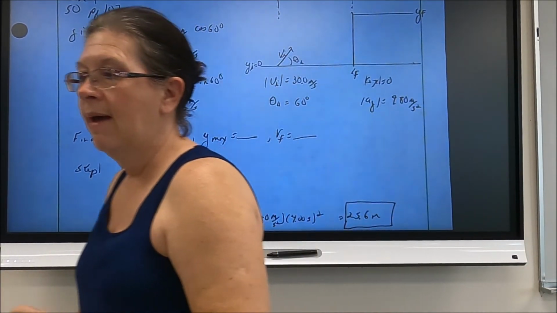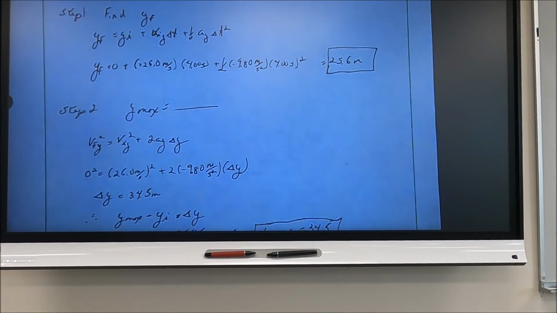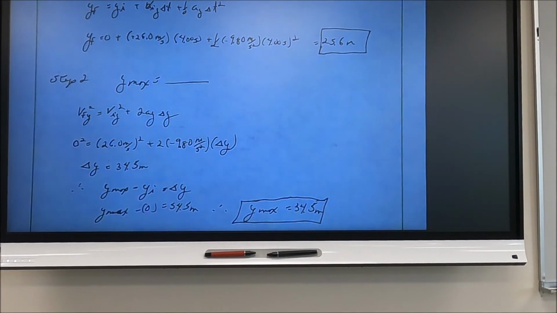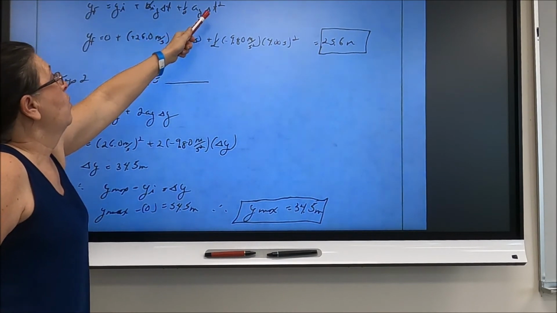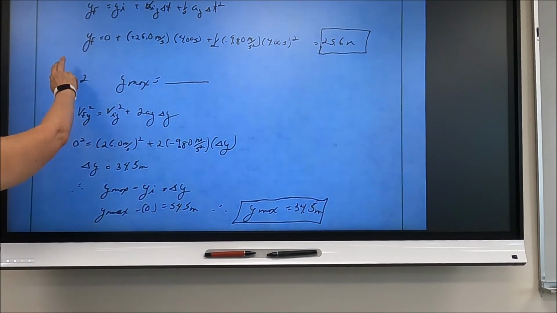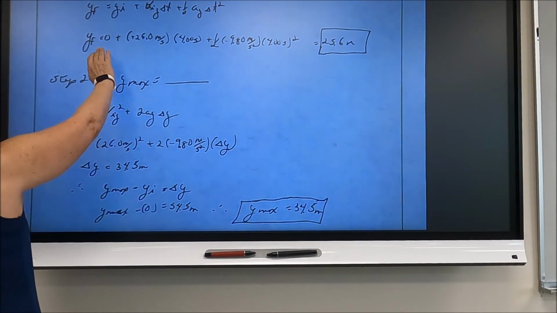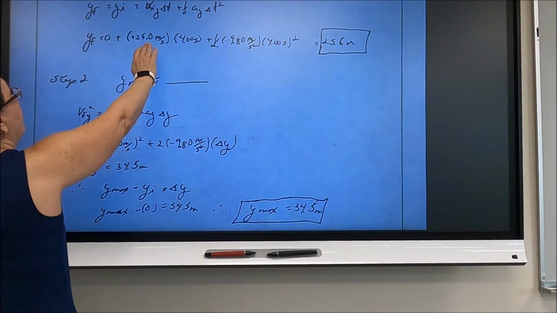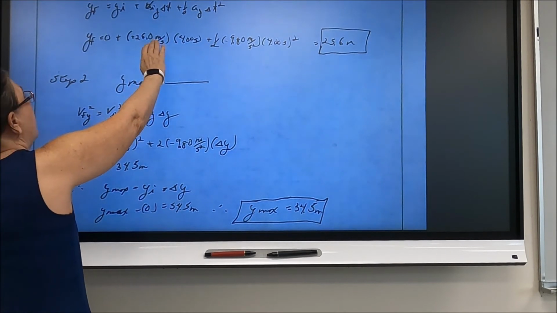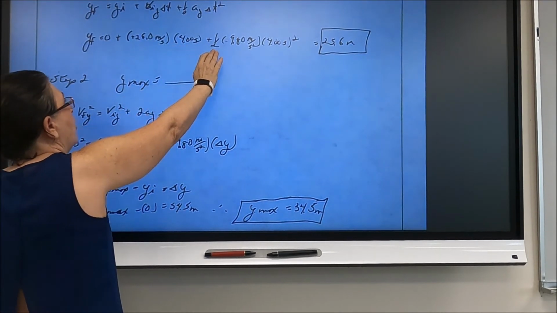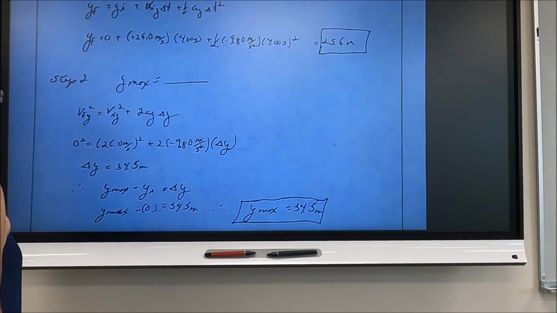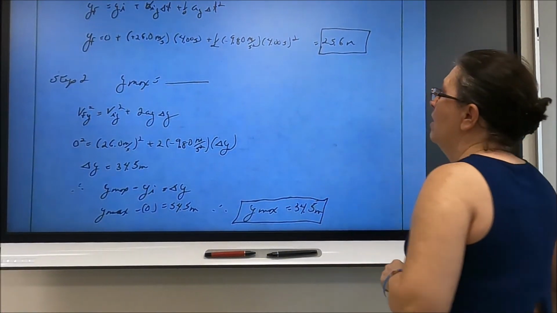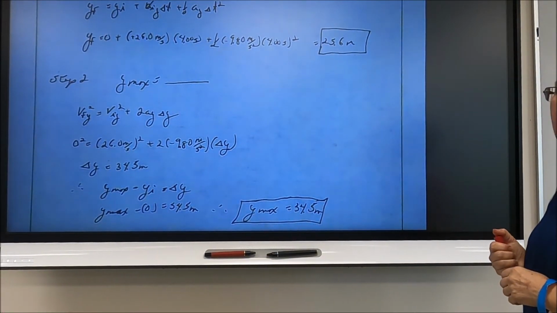Now, first thing we were asked to do is find y final. Well, we know y final equals y initial plus v initial y delta t plus 1/2 ay delta t squared. So y final is equal to y initial, which I made to be 0, plus 26.0 meters per second times 4 seconds plus 1/2 times the minus 9.80 meters per second squared times 4 seconds squared. If you solve that, you get y final is 25.6 meters.